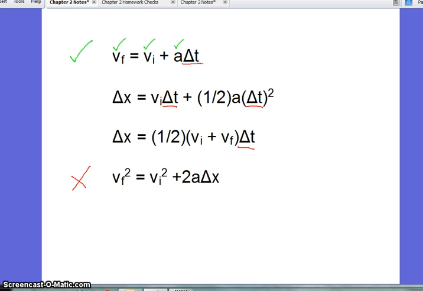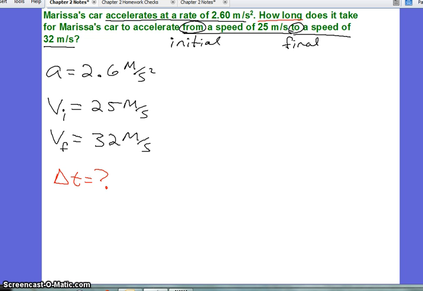In the second equation, we see that although it has acceleration and initial velocity, which we do know, we do not know distance, and so that equation cannot be used. Same thing for the third equation. Although we know the initial velocity and final velocity, we do not know the distance, and so we cannot use that equation either. So now that we have our equation, let's write that down. V_f equals V_i plus A delta T.